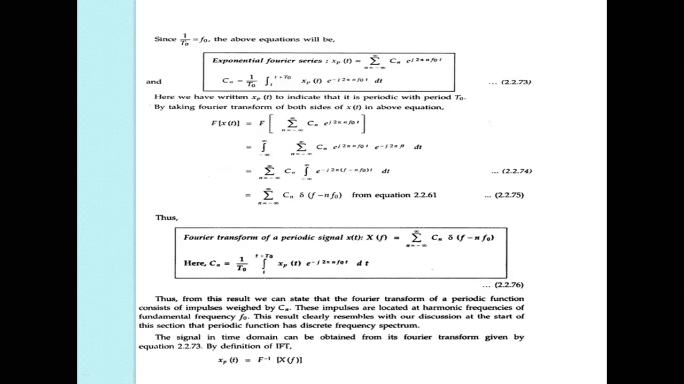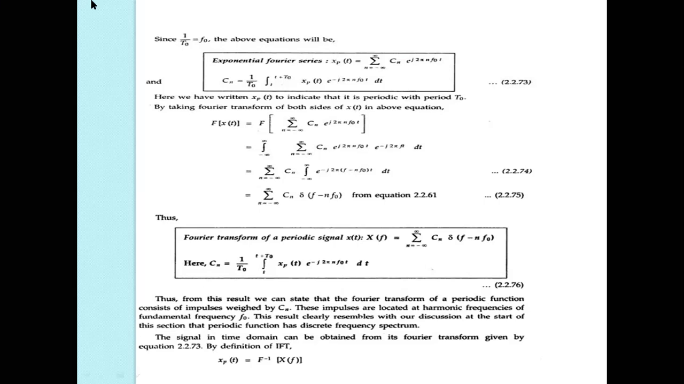Since 1 by T naught is equal to f naught, the above equation becomes the exponential Fourier series: Cn is equal to 1 by T naught, the integral from t to t plus T naught, xp of t e power minus j 2 pi f naught t dt. 2 pi f naught is the omega naught only, my students. And xp of t is the synthesis equation, which we can write as the sum of n equal to minus infinity to infinity Cn e power j 2 pi f naught t.